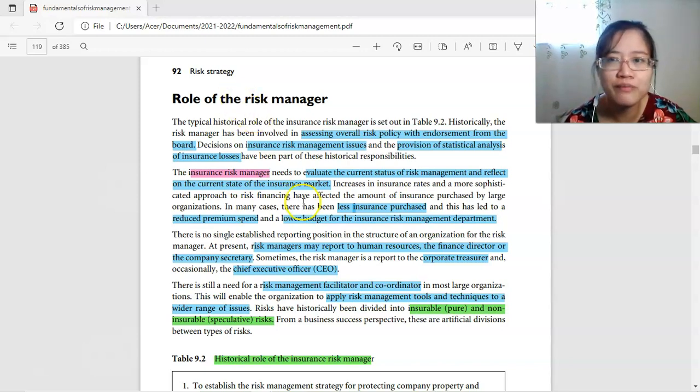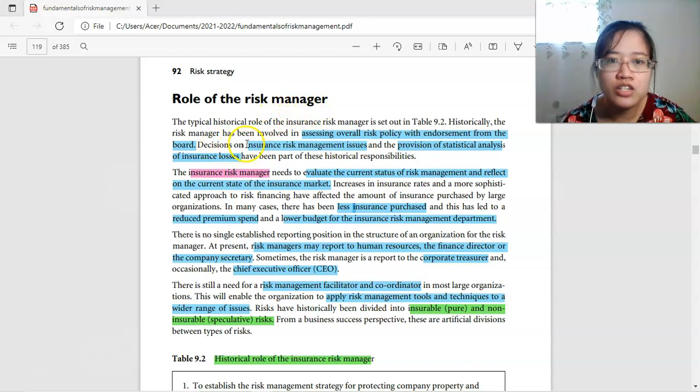But etong magkaroon pa ng separate risk manager, normally yung BOD na sila na rin yan. But okay, of course in large companies, pwedeng they have a separate. Okay? Etong risk manager, what they do, assess overall risk policy with endorsement from the board. So, itong risk management normally ina-assign or ina-appoint ng board of directors or board of trustees.